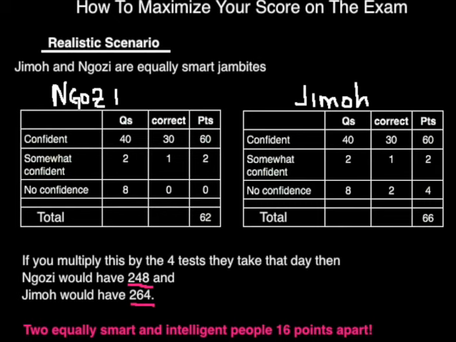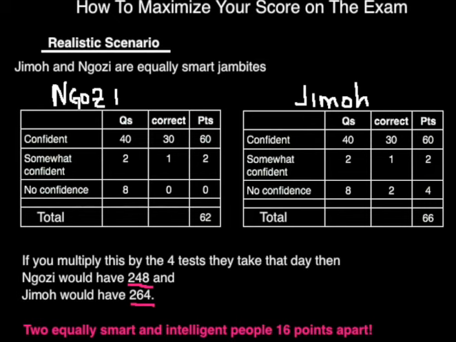In the case of Jimo, he did everything that Ngozi did, except that when he got to the questions he knew nothing about, he decided to take some wild guesses. And fortunately for him, he got 2 out of the 8 questions correct. So, what is the difference in their performance? Well, you might be saying, Ngozi gets 62 out of 100 on the exam, and Jimo gets 66 out of 100. So what's the big deal? It's just 4 points. That's not going to make the difference between her or him going into the school of choice that they have selected.